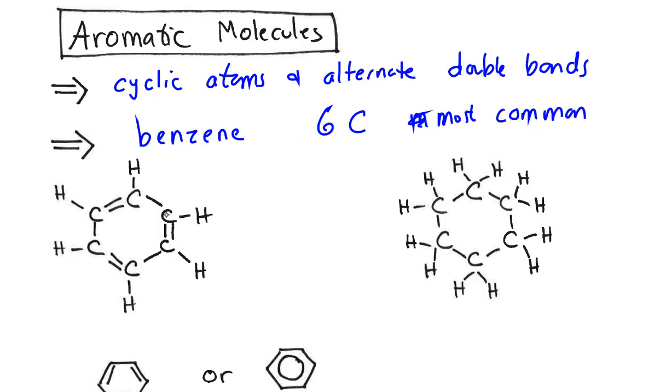All right, so one way we can show it is the full structural form. So we have a cyclic version of 6 carbons. Every other bond between them is double. All right, so that is aromatic. You can contrast that with this cyclic molecule of 6 carbons, but there's no double bonds. That's not aromatic. It's cyclic, but it doesn't have alternating double bonds. Okay, and that's actually known as cyclohexane. It's hexane because it has 6 carbons, and it's cyclo because it's in a circle. Okay, so it's not aromatic.